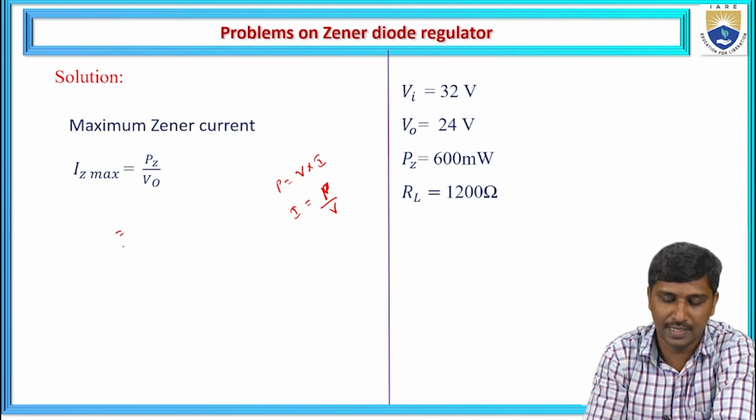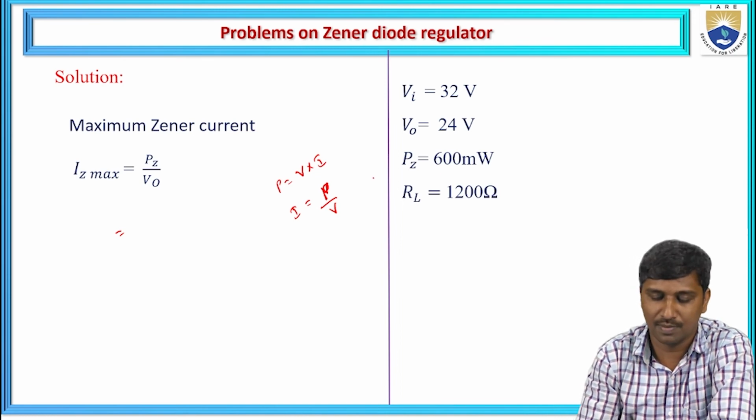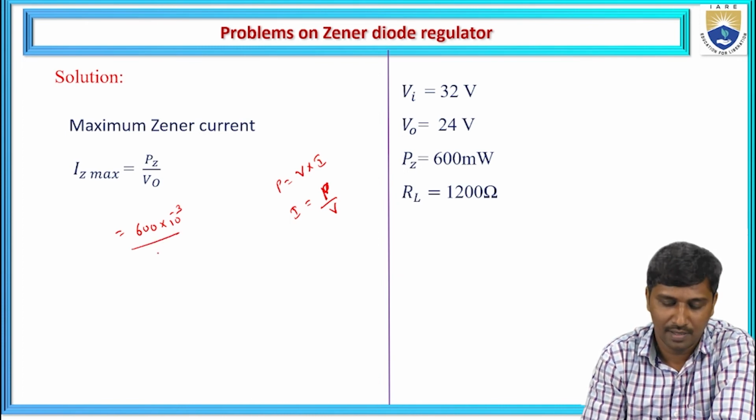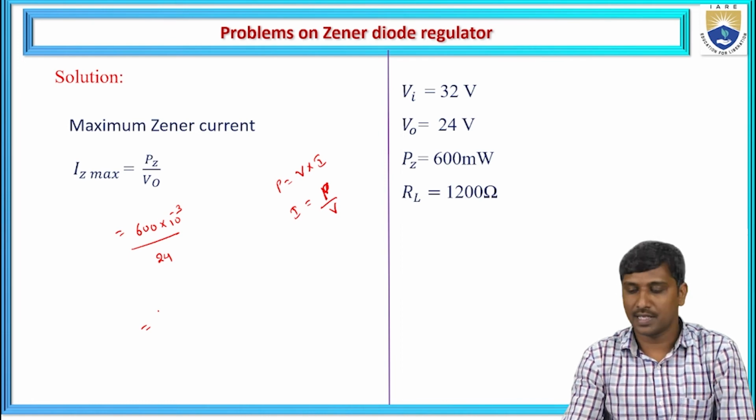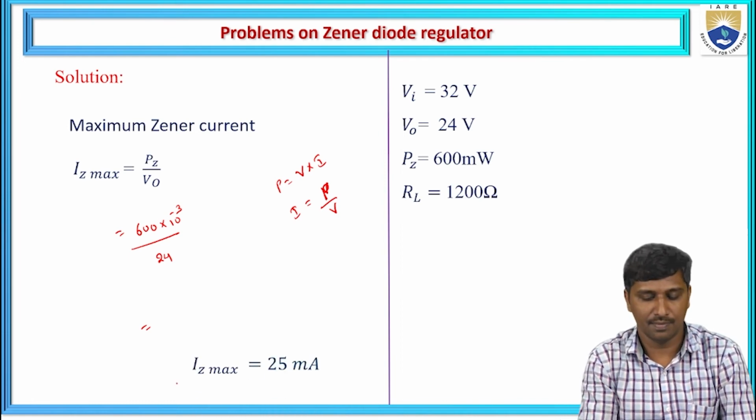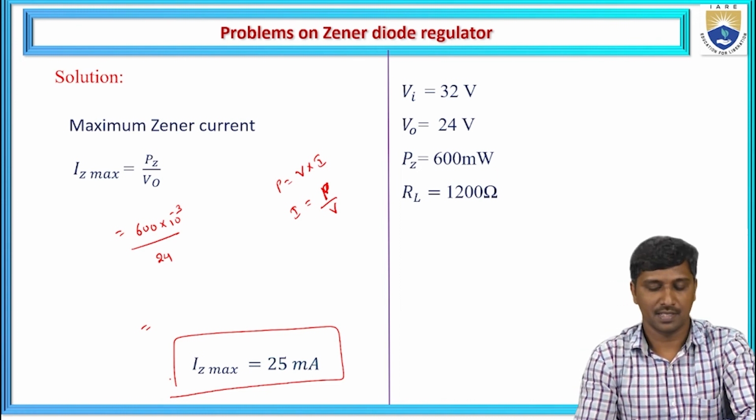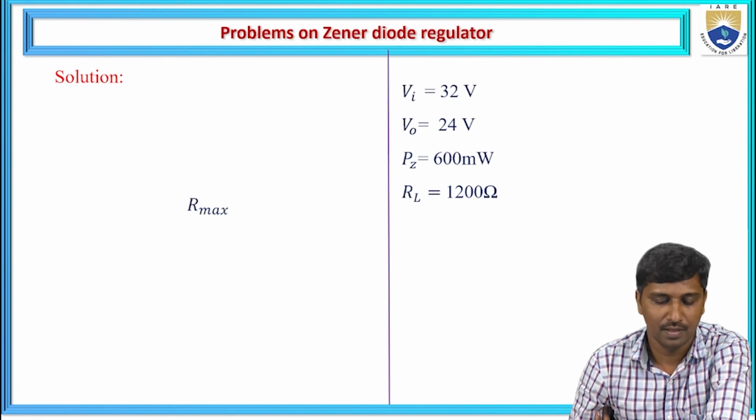So the PZ, from the given specification, the Zener power is 600 milliwatts, that means 600 into 10 to the power of minus 3 watts, divided by V0, which is 24 volts. By solving this ratio, it gives that IZ maximum is 25 milliamperes. The Zener maximum current is 25 milliamperes.